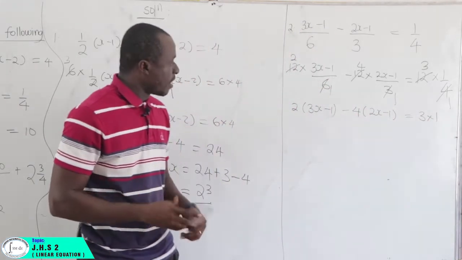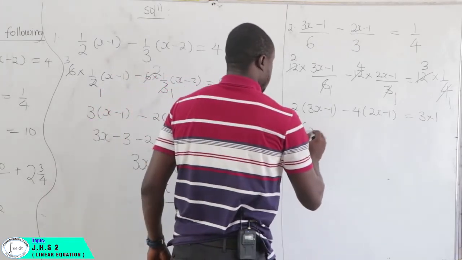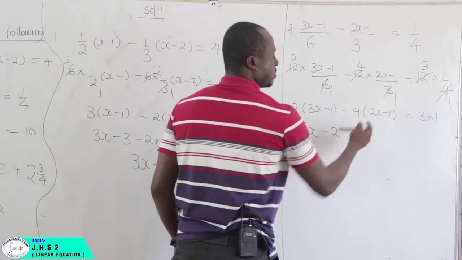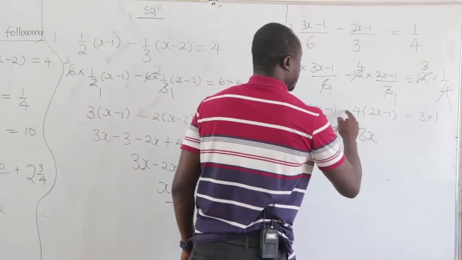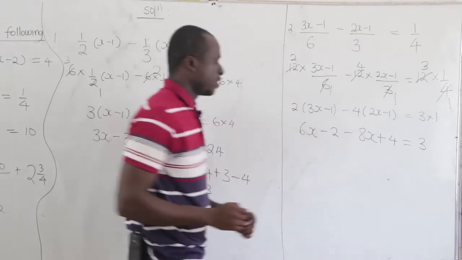Don't rush. Now, 2 times 3x, this is giving us 6x. 2 times 1, we have negative 2. Now, negative 4 times 2x, this is giving us negative 8x. Negative 4 times negative 1, we have plus 4 equal to 3.